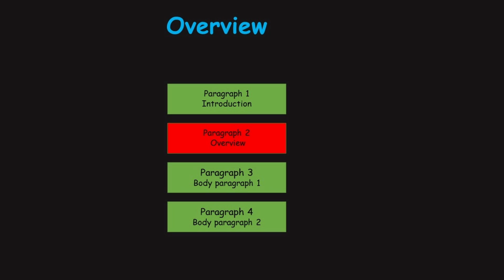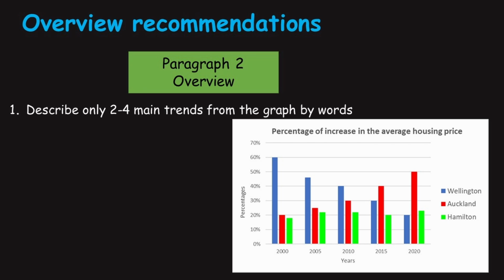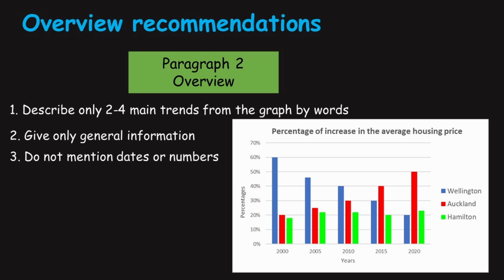Paragraph 2. Overview. Before we start, have a look at the list of recommendations for a perfect overview. Mention no more than 4 main trends from the bar graph, ideally 3. Give only general information from the bar graph. Do not mention dates or numbers in your overview. Detailed information will be described in body paragraphs. Make comparisons. It is compulsory, as it is asked in the task.